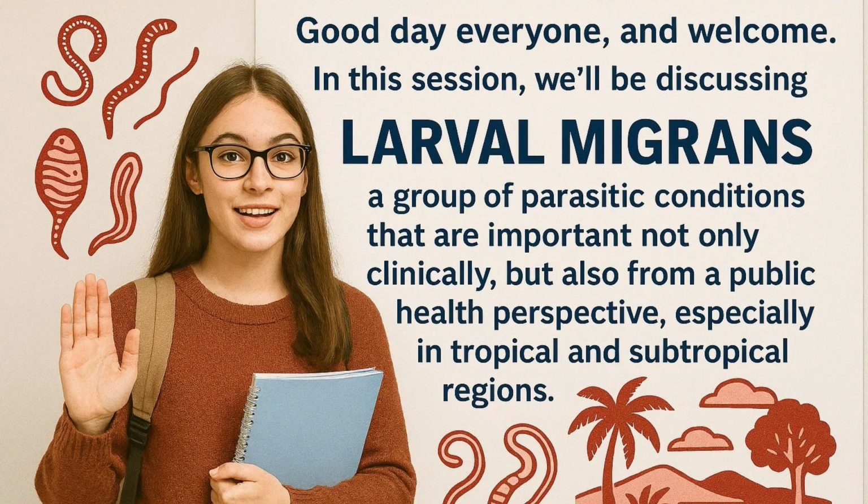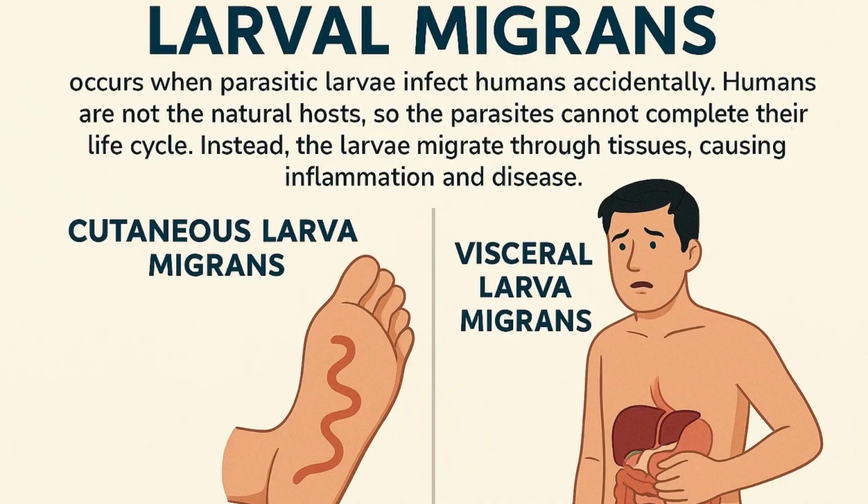In this session, we'll be discussing larva migrans, a group of parasitic conditions that are important not only clinically, but also from a public health perspective, especially in tropical and subtropical regions. Larva migrans occurs when parasitic larvae infect humans accidentally. Humans are not the natural hosts, so the parasites cannot complete their life cycle. Instead, the larvae migrate through tissues, causing inflammation and disease.